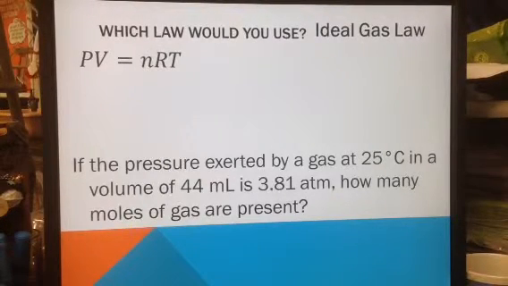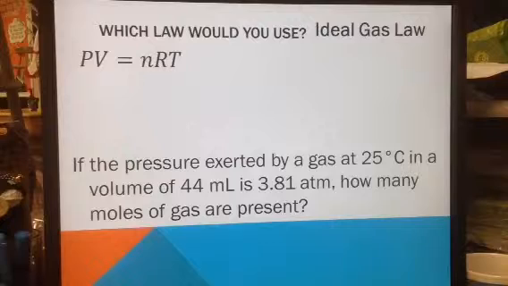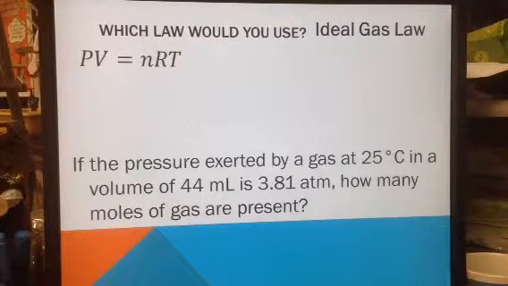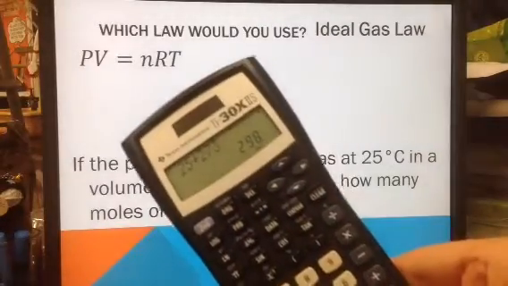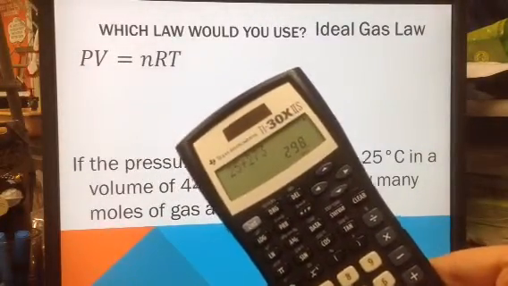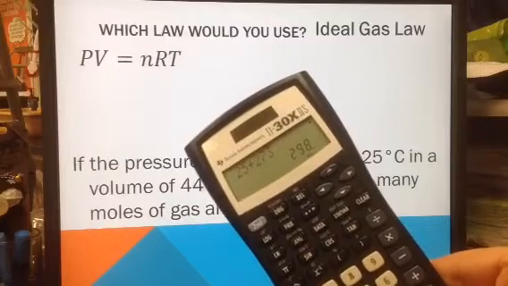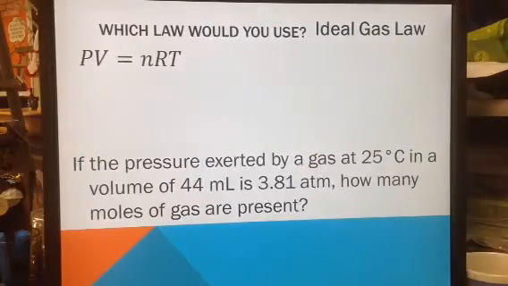If the pressure exerted by a gas at 25 degrees Celsius, the first thing I have to remember to do is that 25 degrees Celsius isn't in the needed Kelvin. So I would need to do 25 plus 273, because if you have C, add 273. So my temperature for this problem is 298 Kelvin.